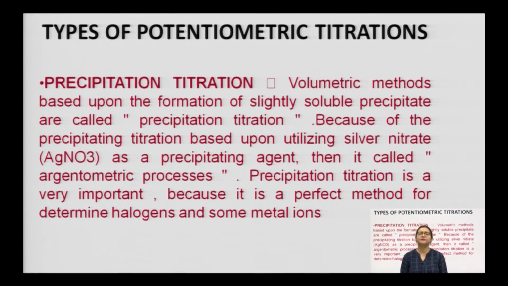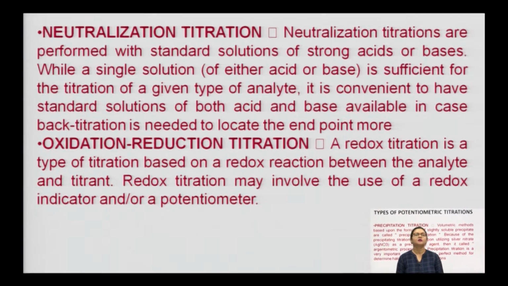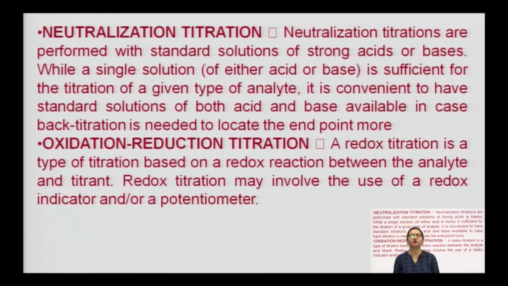For example, the precipitation of silver chloride when silver nitrate, AgNO3, is added to NaCl. AgNO3 is the precipitating agent, which gets precipitated as a salt of silver chloride, AgCl, which shows the commencement of the end point. Okay. So, potential difference can be measured in precipitation titration also.